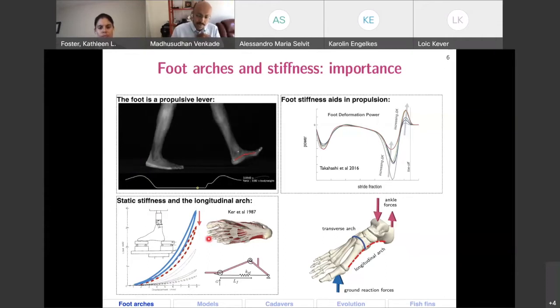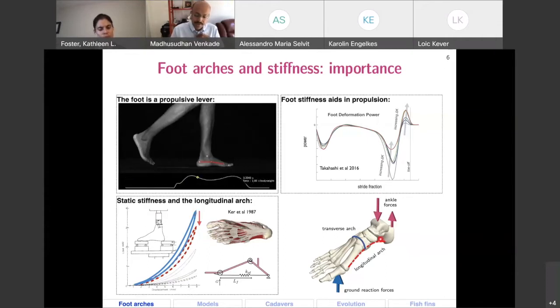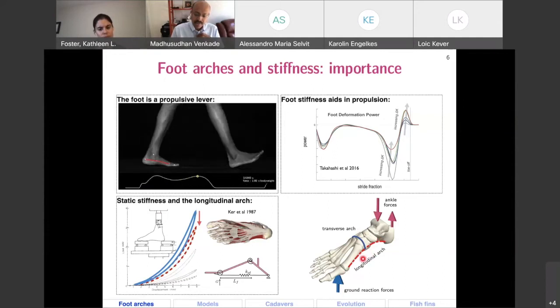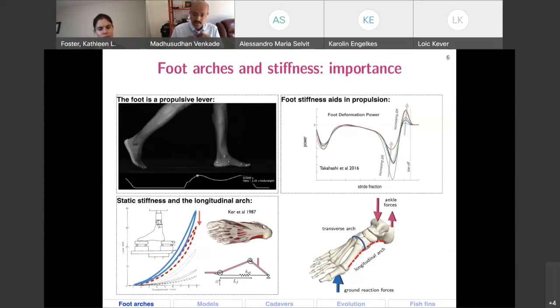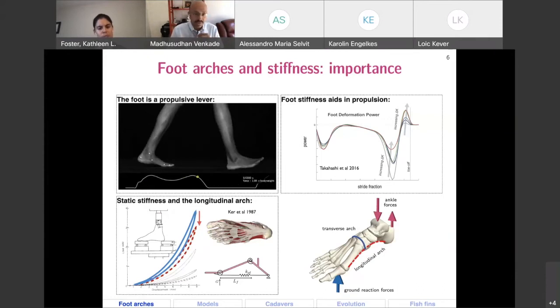The main point I wanted you to take away is how the longitudinal arch and the height of the arch impacts stiffness of the foot because of this bowstring effect, and that is a big part of our understanding.